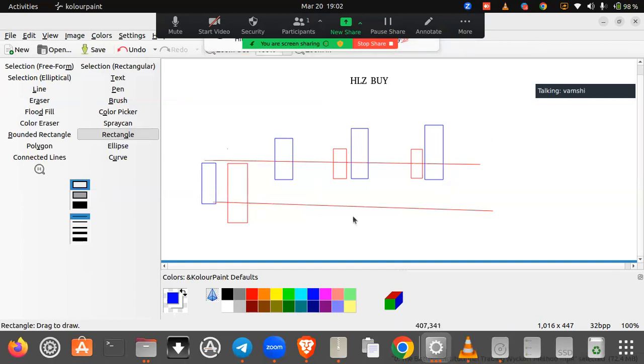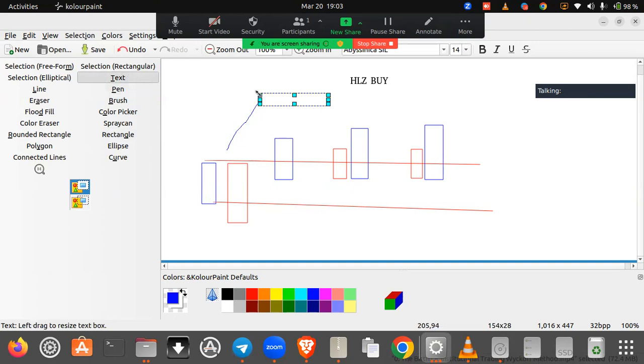Engulfing sell fail, followed by engulfing buy one and engulfing buy two. This is the structure for a high liquidity zone for buy. This is the engulfing sell fail, or you can call it A. This is B, and this is C.